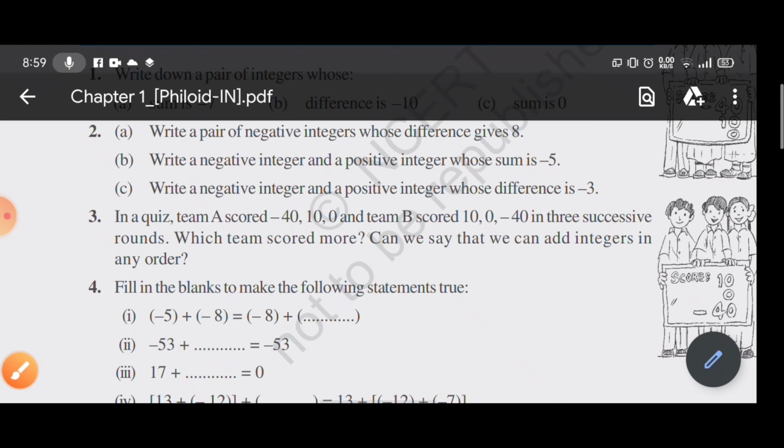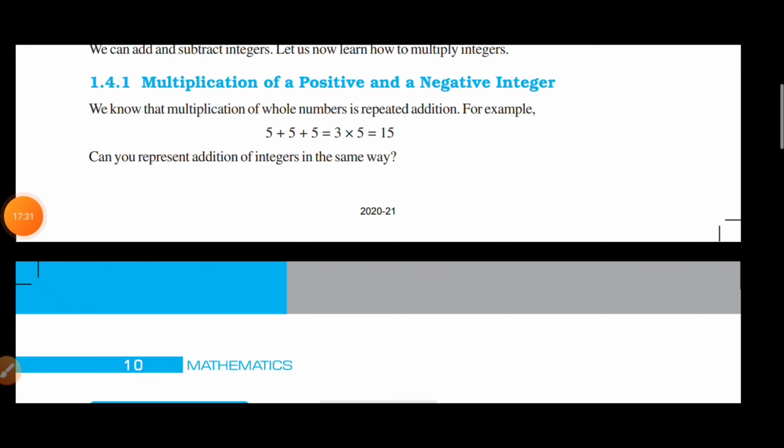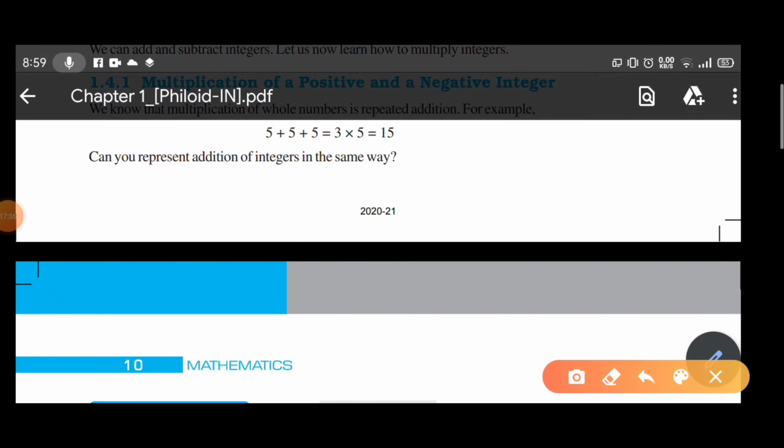Okay, so next is multiplication of a positive and a negative integer. For multiplication, you have to keep in mind that when a minus and a plus sign are multiplied, the minus sign will win and your answer will have a minus sign.